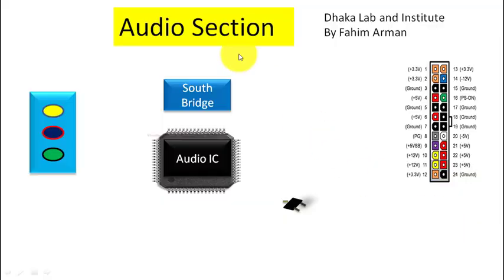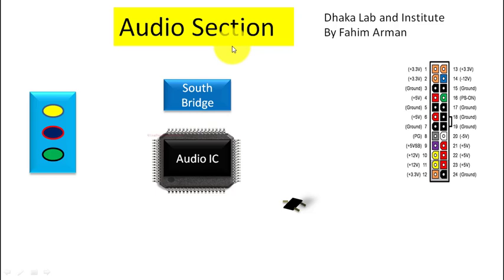Today I am going to discuss the desktop motherboard audio section. This audio section is very important because nowadays customers are bringing their desktop motherboards for audio problems. So this section is very important for those who are interested in repairing desktop motherboards.